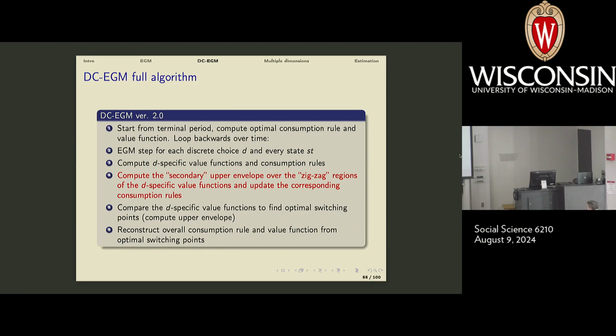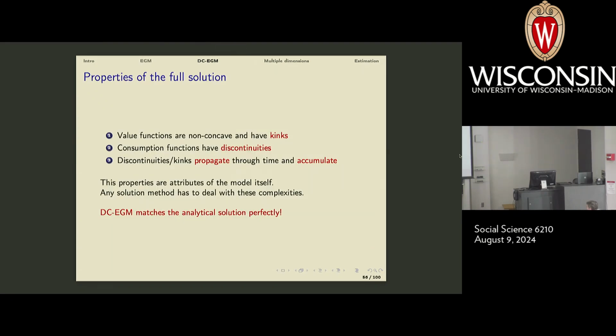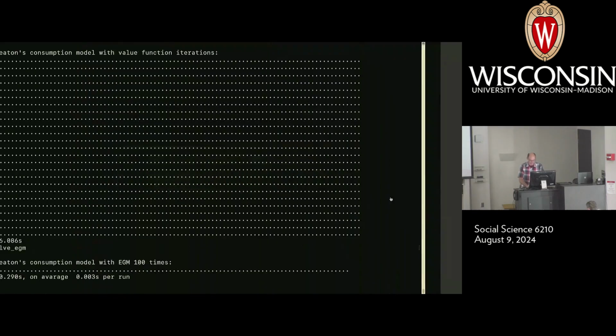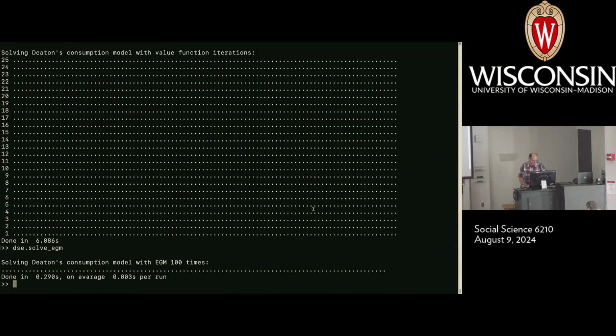Should I? Let me do a couple of examples here. When is the time to take a break? It could be now. Okay, let me do a couple of examples and then we take a break.